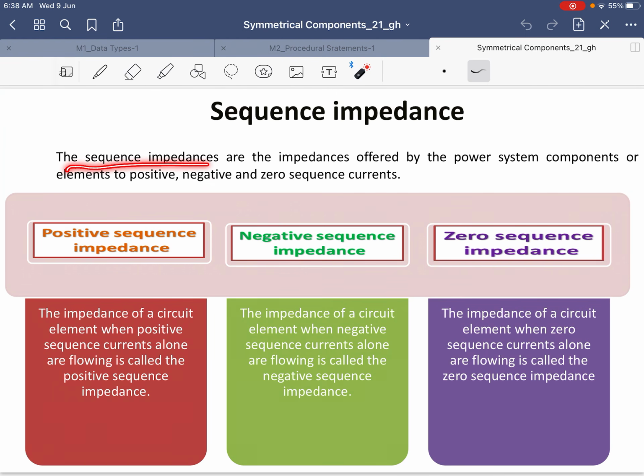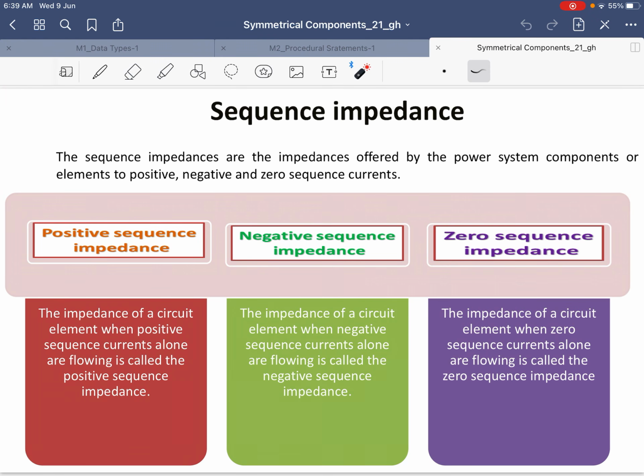Therefore, the sequence impedances are the impedances offered by the power system components or elements to positive, negative and zero sequence currents. The positive sequence impedance is defined as the impedance of a circuit element when positive sequence currents alone are flowing. That is, when there is a positive sequence current flowing in the network, the impedance offered is called the positive sequence impedance.